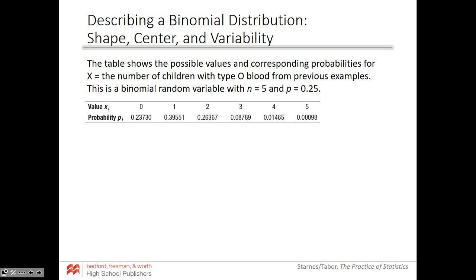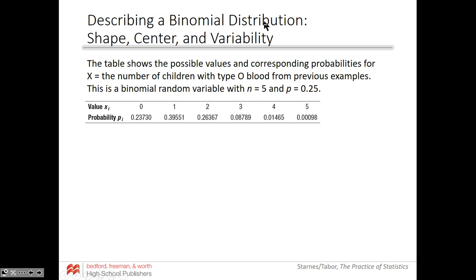Okay, so that was binomial probabilities. We were calculating binomial probabilities. Now we're going to look at the distribution as a whole, the binomial distribution as a whole, and we are going to describe that distribution. We're going all the way back to chapter 1 when we describe distributions. When we describe distributions, we're talking about SOCs: shape, center, outliers, spread, or variability.